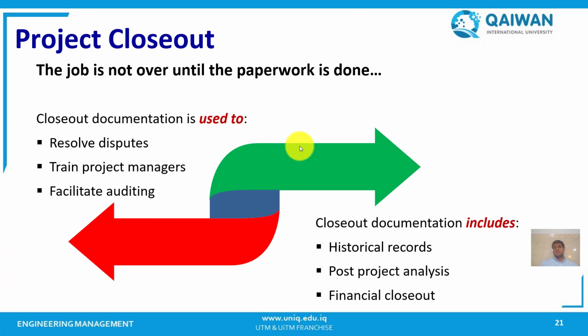Closeout documentation is used to resolve disputes, train project managers, and facilitate auditing. The closeout documentation includes historical records, post-project analysis, and financial closeout. This documentation is very important for future projects and for providing valuable feedback on the project achievements.